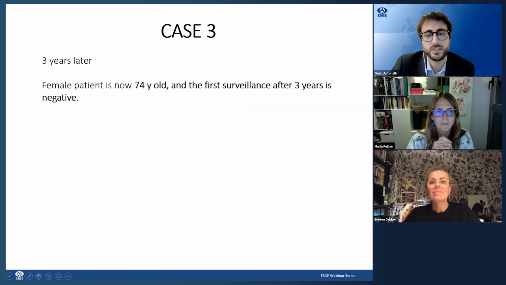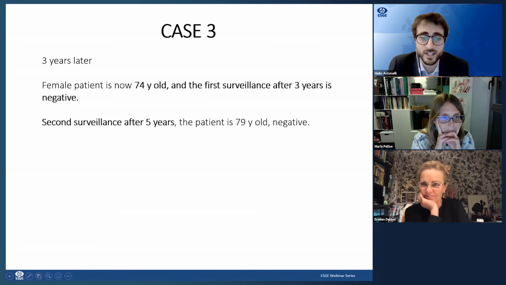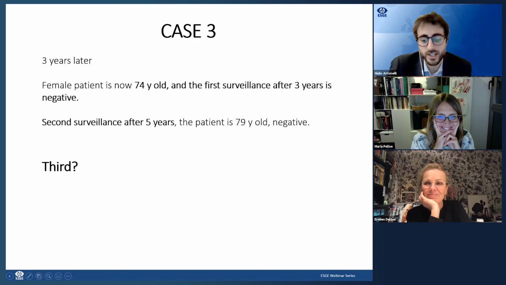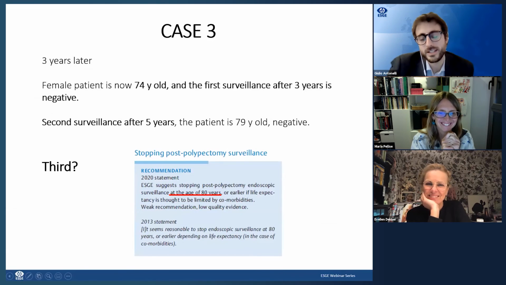The patient is now 74, and she undergoes the first surveillance examination, which is negative after 3 years. So as we have seen before, she goes to the much discussed second surveillance examination after 5 years, and she is now 79. In the second surveillance examination, she is negative. And she asks us, what shall I do? Shall I go on and have a third surveillance examination? And Maria already shows us very well that ESGE recommends stopping post-polypectomy endoscopic surveillance at 80 years old.